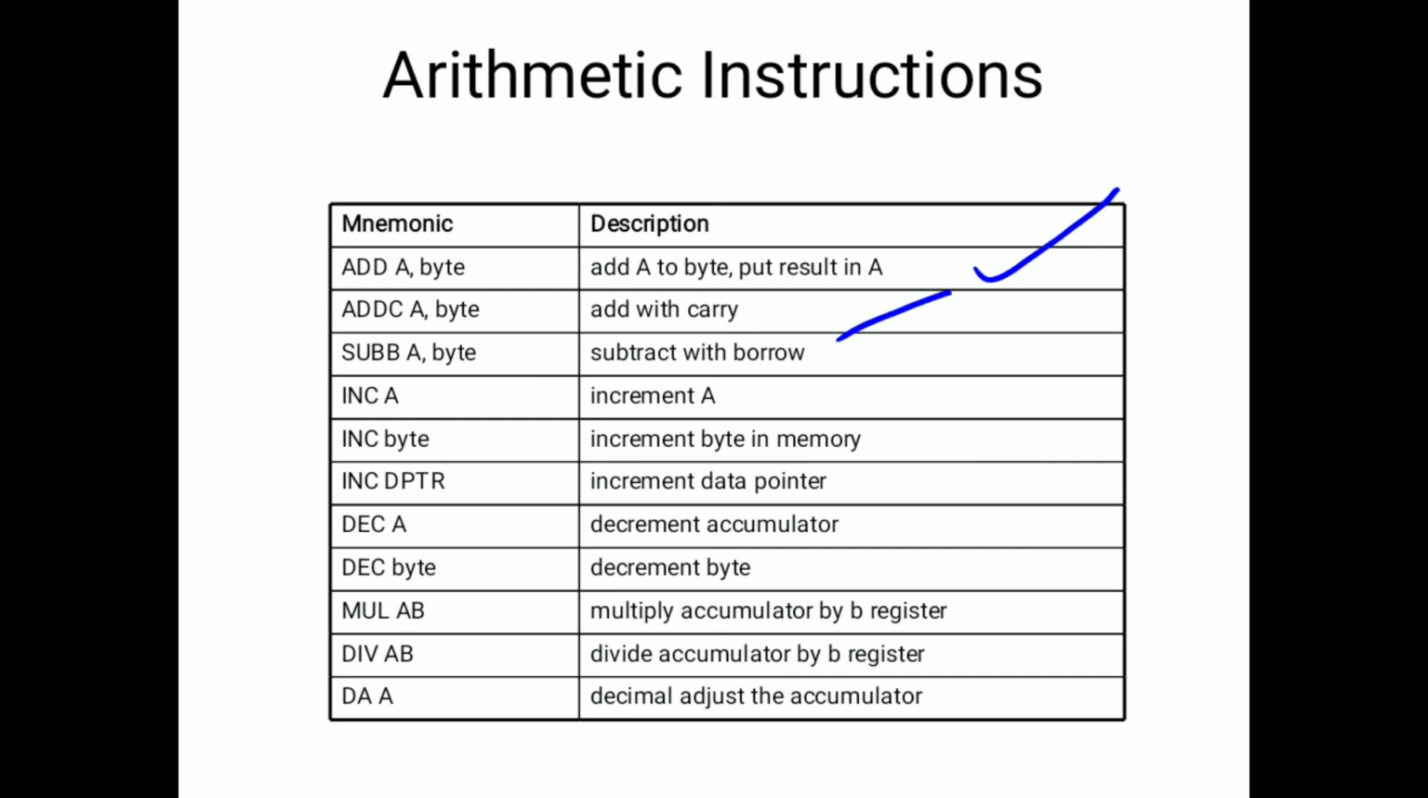This is subtract with borrow. In this, the byte will be subtracted from the accumulator. Then there is increment A. In this case, the accumulator will be incremented by 1. Then increment byte in the memory, increment data pointer, decrement accumulator, decrement byte, multiply accumulator by B register, divide accumulator by B register, and decimal adjust accumulator.